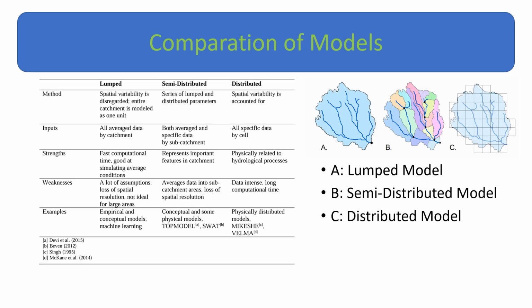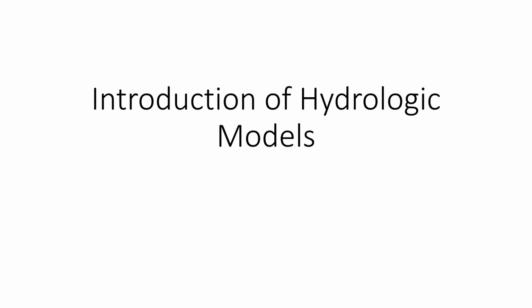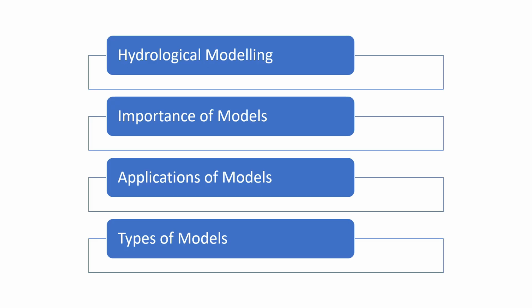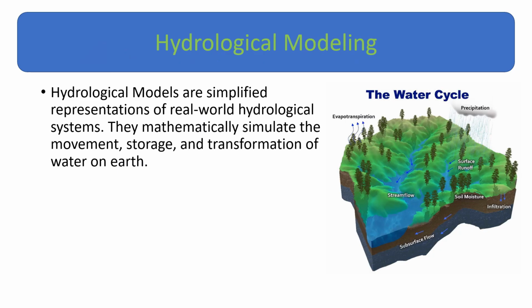Distributed models. They represent the watershed as a grid of smaller spatial units such as grid cells or hydrological response units, HRUs. These models consider spatial variability in land surface characteristics, topography, and hydrological processes within each grid cell. They are commonly used for detailed studies.